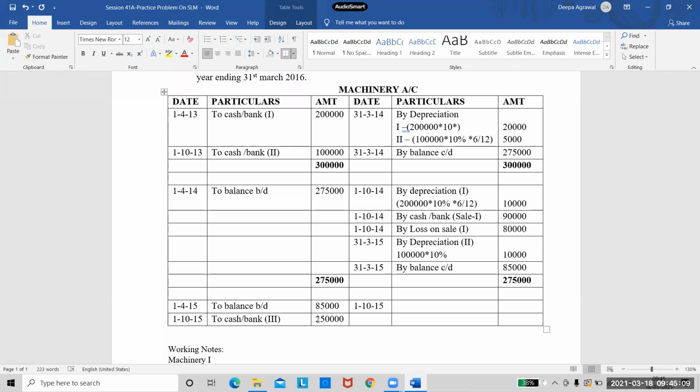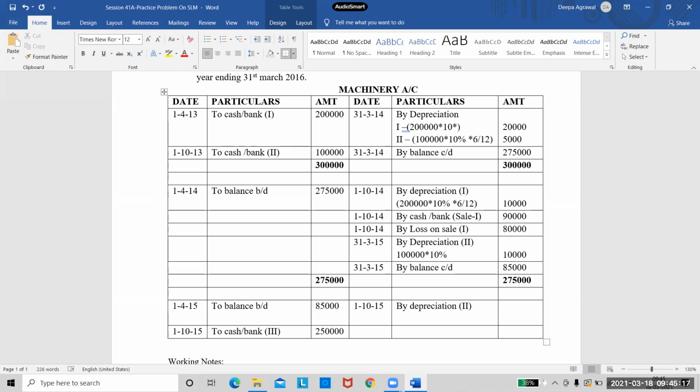So first I need to provide depreciation on which machinery? Second machinery. So write in brackets second machinery. And how will I calculate? Second machinery is 1 lakh into 10%, into how many months? I'm selling it on 1st October. So I'm starting the year in April. April, May, June, July, August, September, 6 months. So into 6 by 12. How much do I get? 1 lakh, yeah, it would be 5,000.